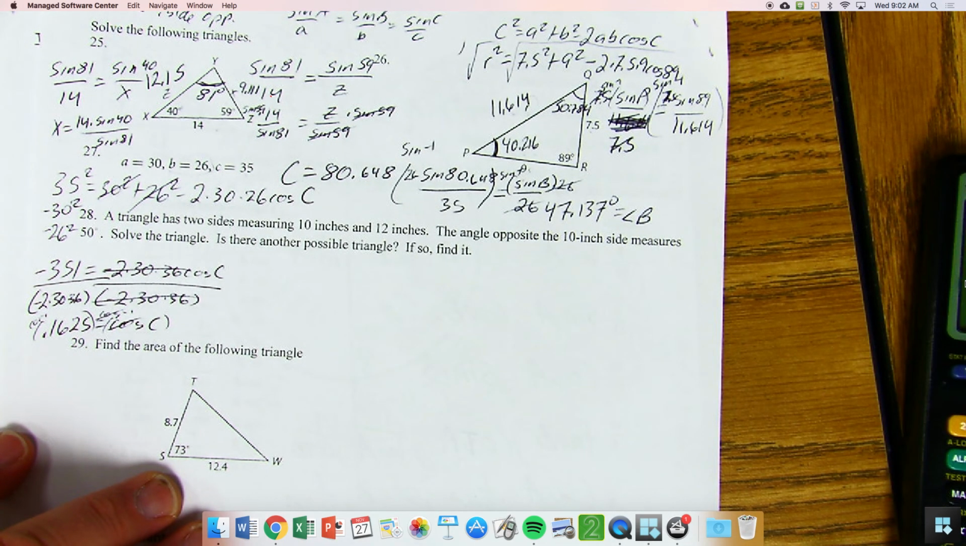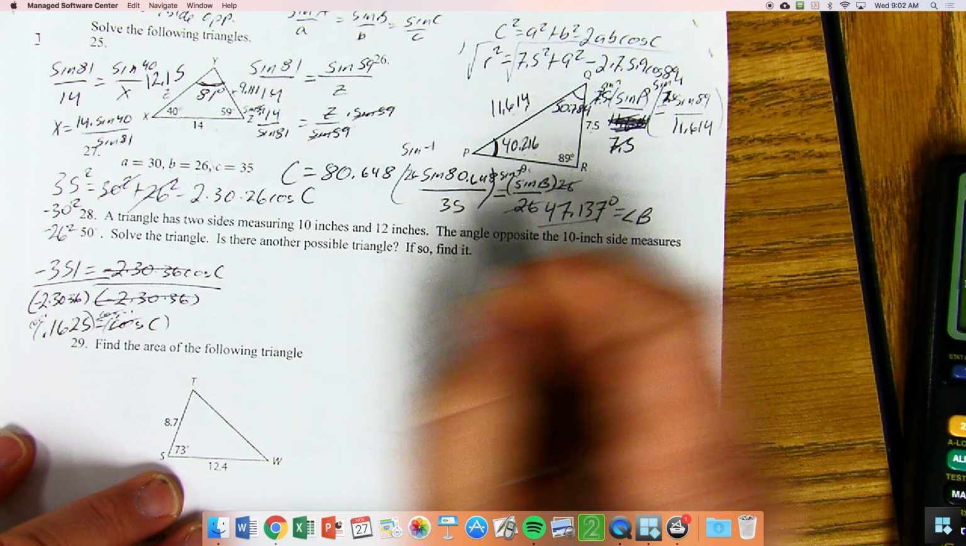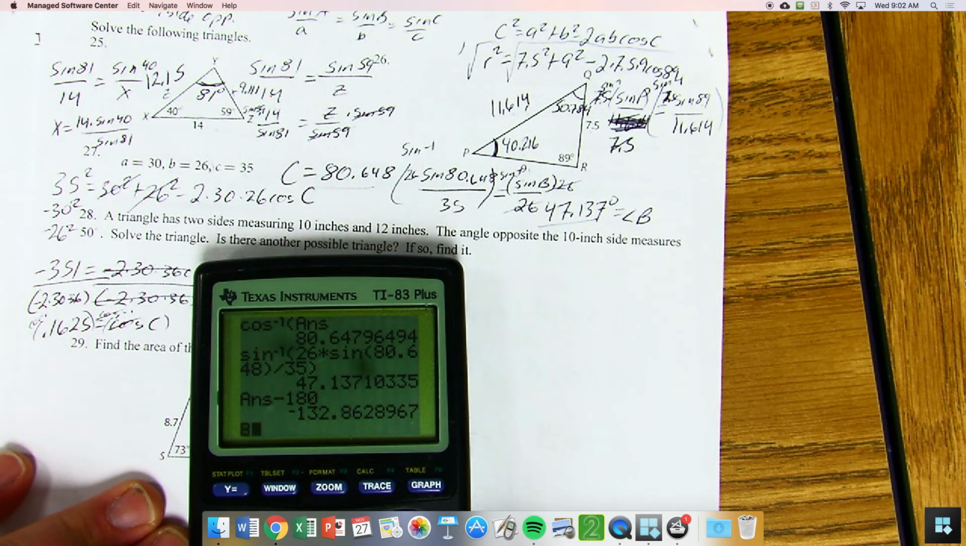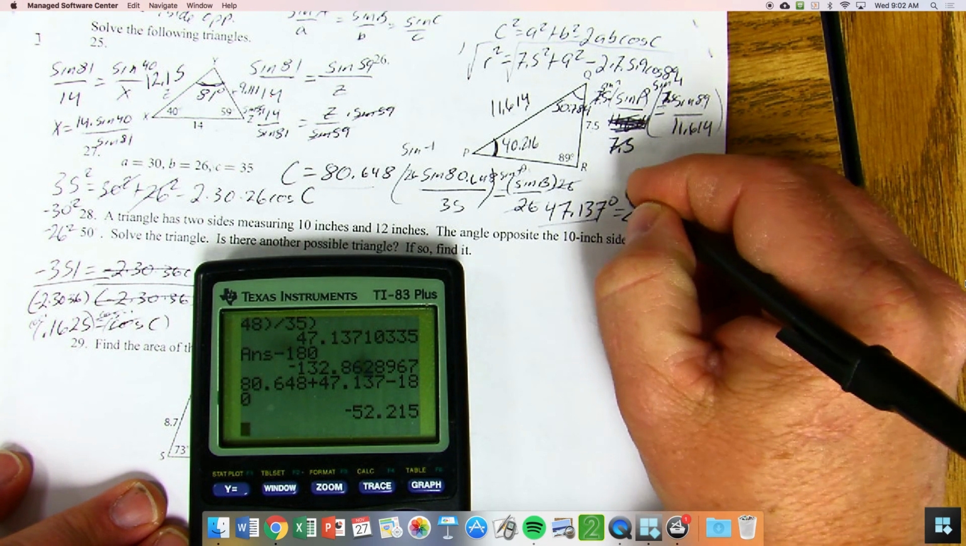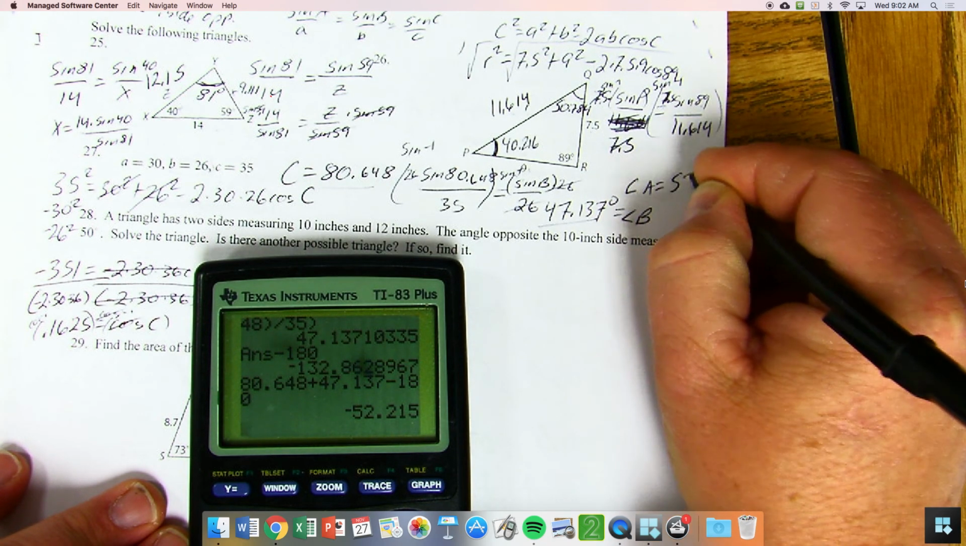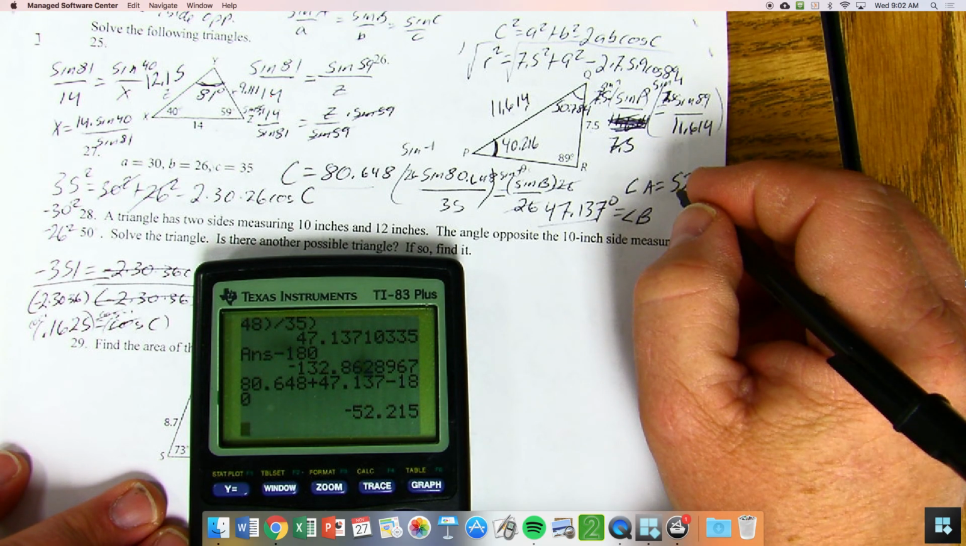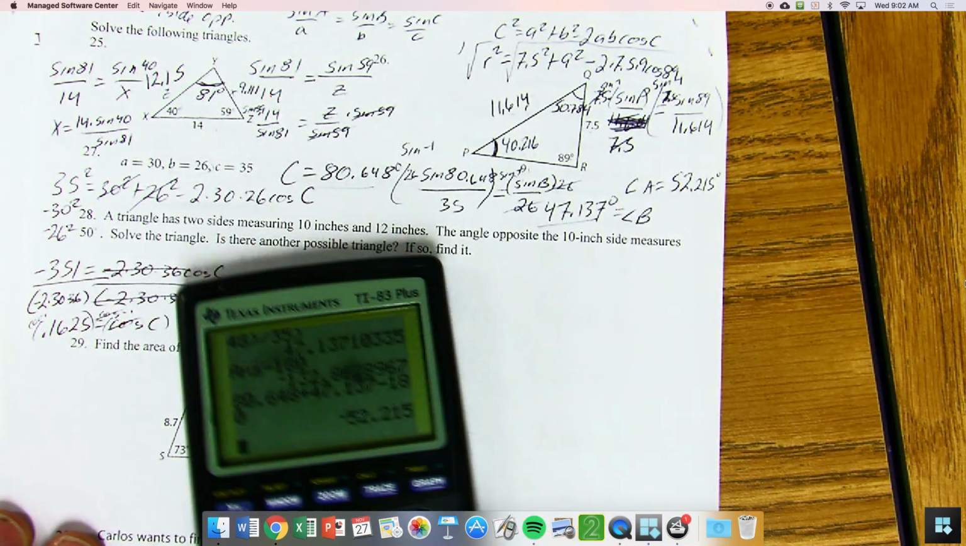So the last thing I need to do then is just take this plus my other angle, subtract from 180. So I would take 80.648, add it to 47.137, subtract from 180, and I get, well, it's not negative, so angle A is 52.215. Okay, so there's your answers.